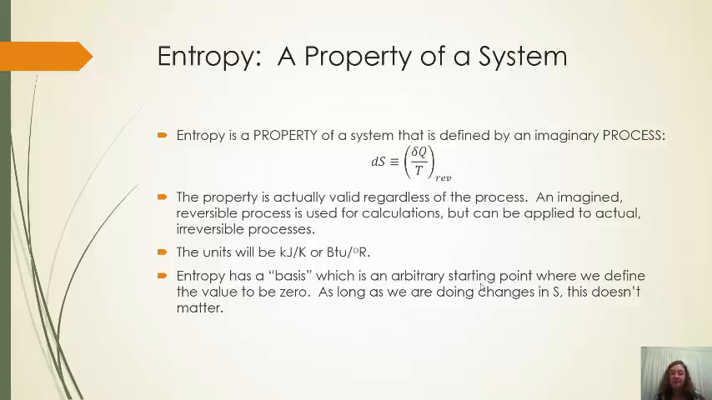a BTU per degree R. Now this is going to have a basis because it's defined based on a change. So we don't have an arbitrary starting point that has a value of 0. So as long as we're going to be doing changes in S, it's not a problem, but there's not an entropy equal to 0 kind of place anywhere.